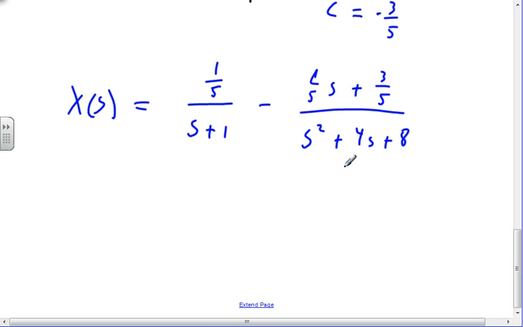Okay, now does this guy factor? No, he doesn't factor. All right, so if he doesn't factor, then we have to complete the square. Tell me that you can complete the square without me telling you how to do it. You know how to complete the square?